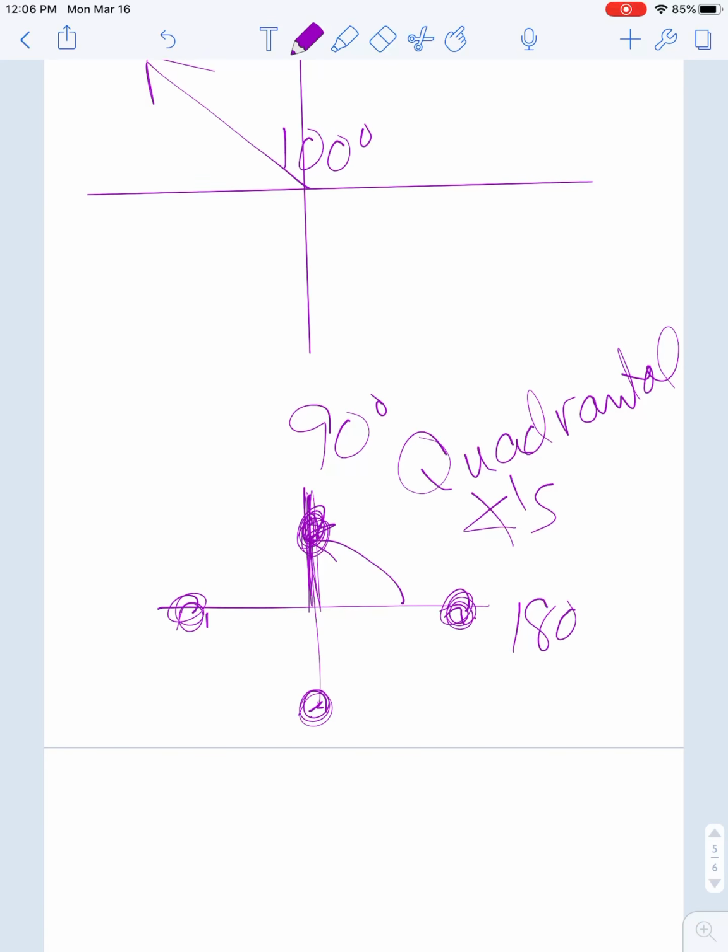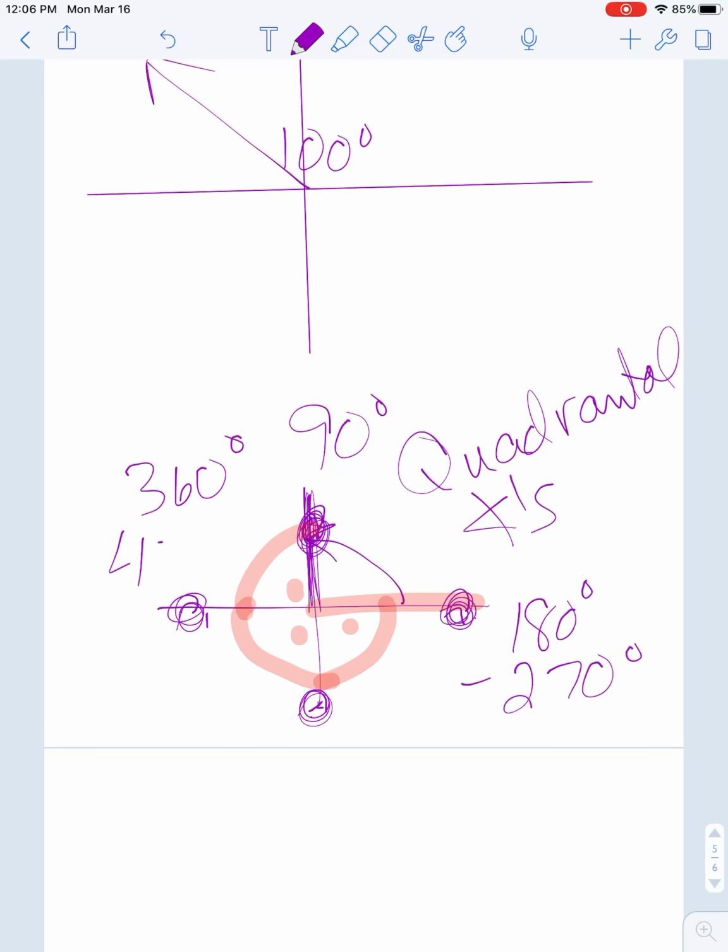So 180 is a quadrantal angle. Negative 270 degrees is a quadrantal angle, which, by the way, let's think about negative 270. I would start here, negative 90, negative 180, negative 270. Each of these chunks are 90 degrees, as we know from geometry. 360 is a quadrantal angle. 450 if I go 360 and add 90. So anytime you land right on a part of the x-axis or a part of the y-axis, it's called a quadrantal angle.